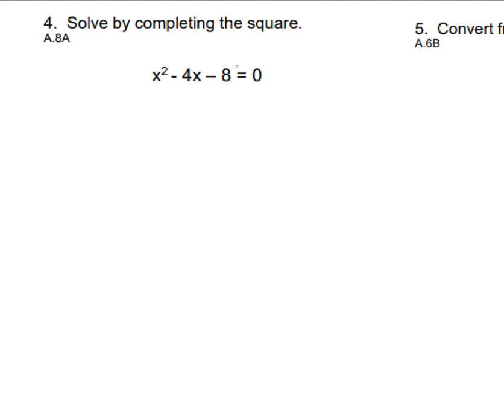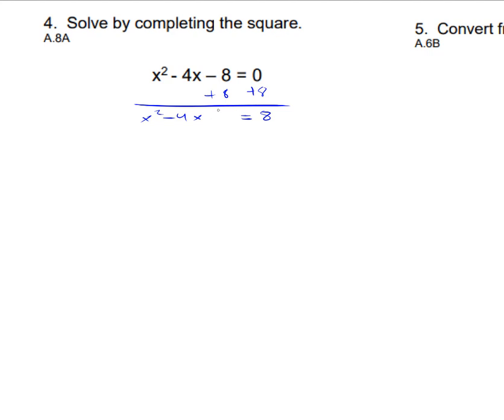First of all, I need to make this space right here open. Your A, B, and C, right? This C space needs to be open. The way I do that is I add 8 to both sides. So when I add 8 to both sides, I get x squared minus 4x, right, is equal to 8.